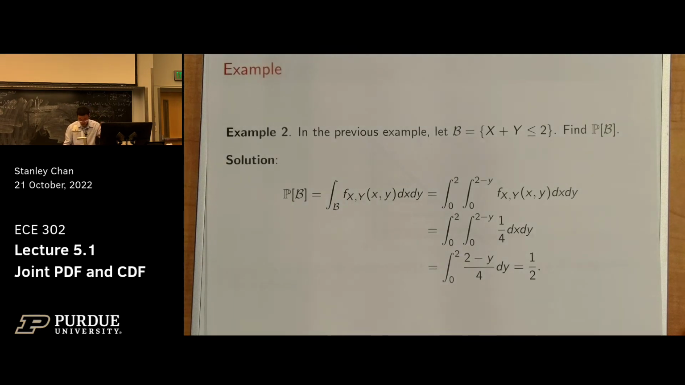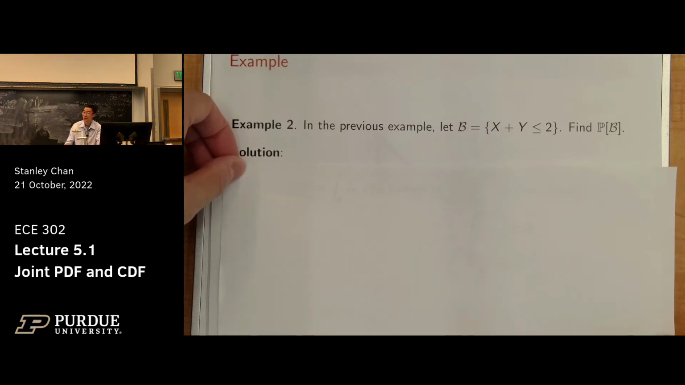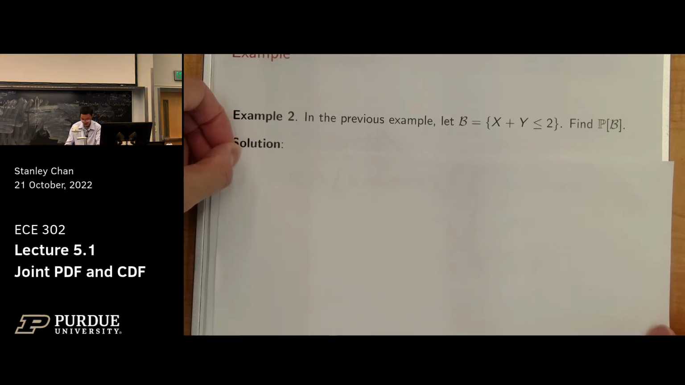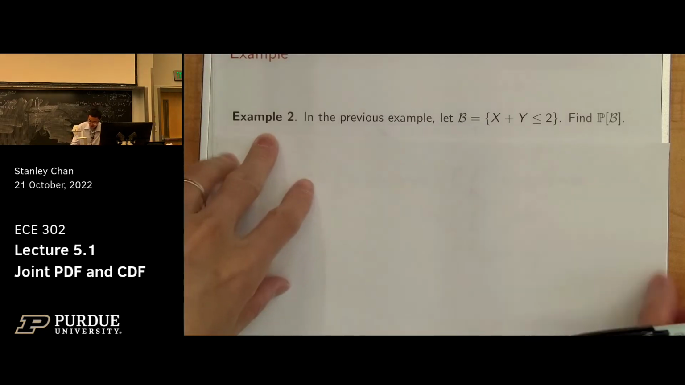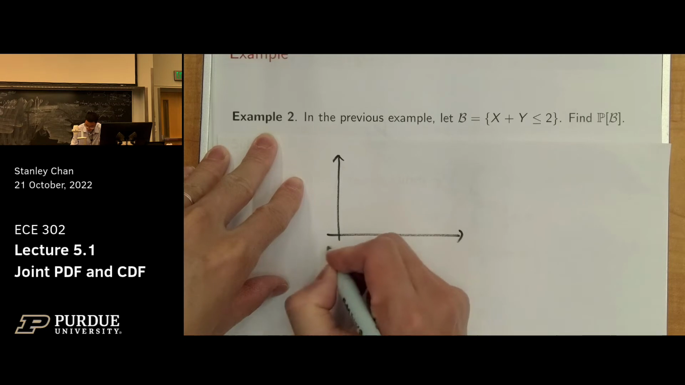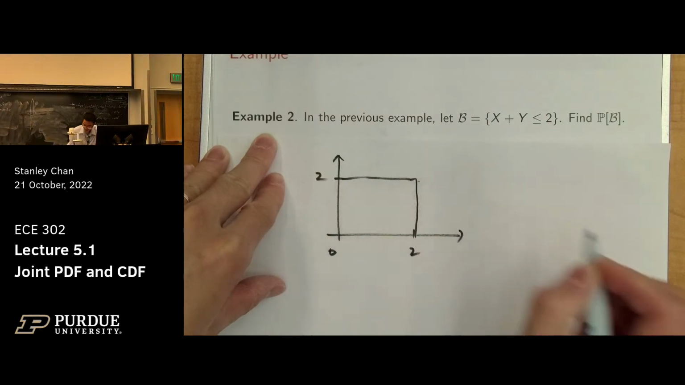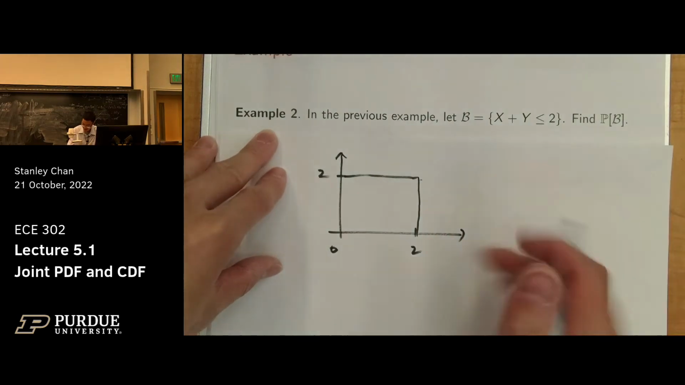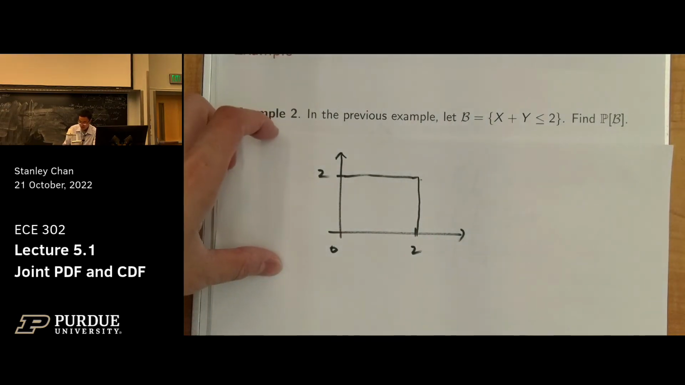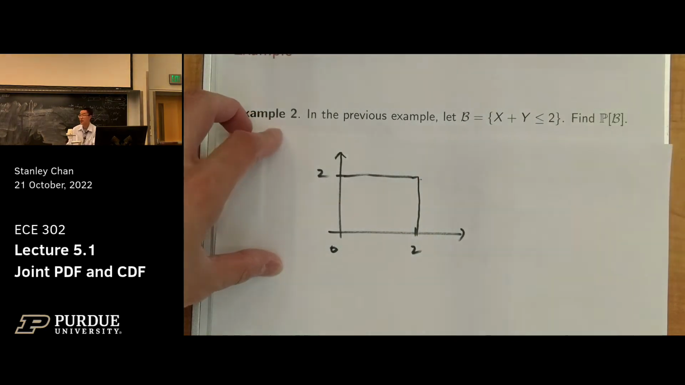And now let's do a hard integration. Okay. So let's do this. I'm not sure if I can really do it. Okay, so this is a hard one. So you have an event B. This is from 0 to 2. Okay. So this is the sample space. And I want to specify the event B. B is x plus y less than or equal to 2.